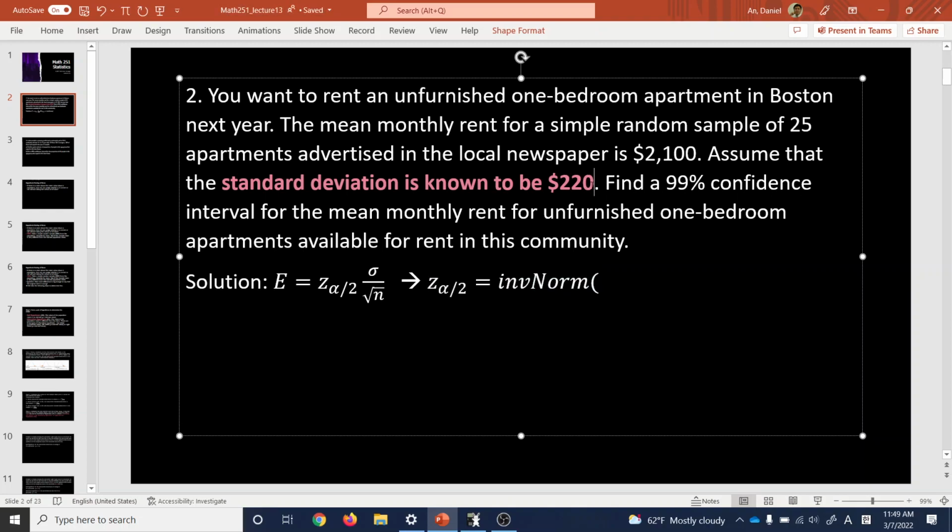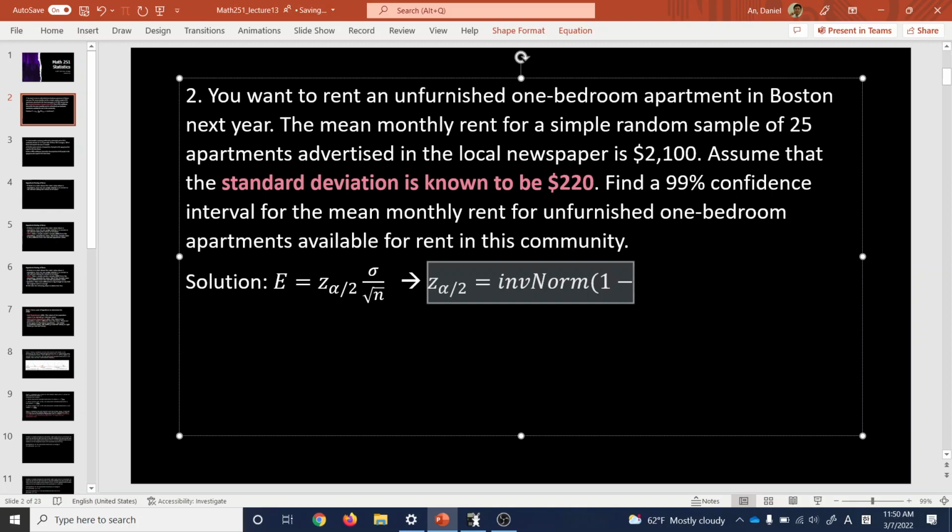See, if the wording was that the sample standard deviation was 220, then we use the t distribution because that 220 is just from the sample. However, the wording here is that assume the standard deviation is known to be 220. That indicates that your population standard deviation is somehow known to you. That's a rare case, but for some reason, let's say that that's known. So for inverse norm, you put 1 minus alpha over 2.